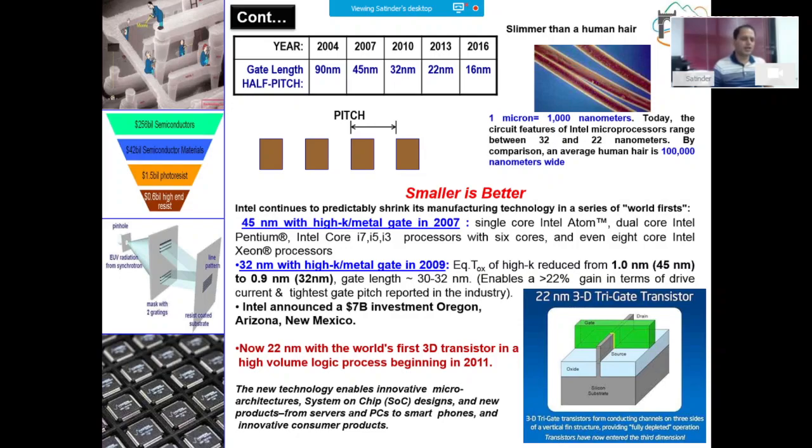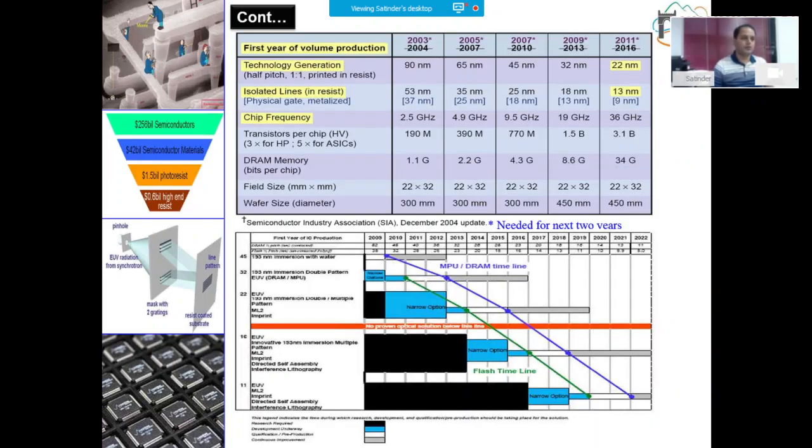So this complete journey has been going on for more than one decade in various ways. And now we have reached the point where we are looking for the below 10 nanometer transistor. So now you can see from here.